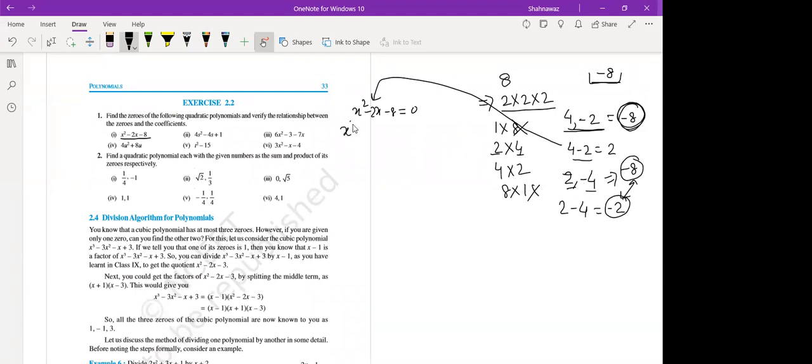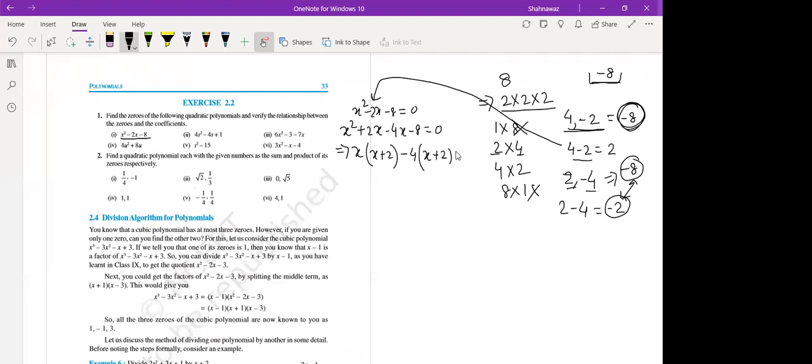So split this term as 2 minus 4. This will be x square plus 2x minus 2x minus 4x. So now let us take the common. x, and then x plus 2. And then what common will you choose here? Minus 4.